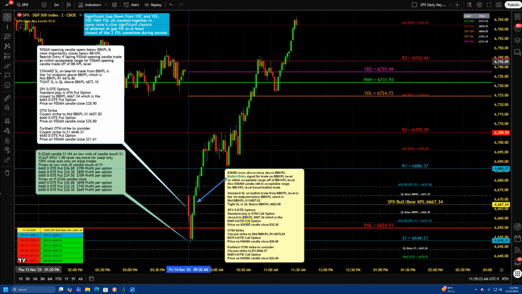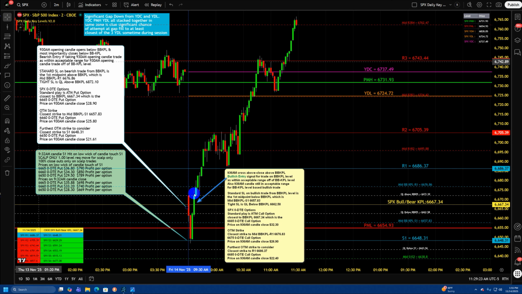Okay, we'll be going to another screen here to look at the next trade, but just a preview to the next trade is, as you can see here on this 9:36 a.m. candle, we have a cross above, close above the bull bear key price level. This also is within range for a trade taken off the bull bear key price level. So this is a bullish entry signal for a trade off of this level, as it is within the acceptable range for the BBKPL level. Also, the next candle, the 9:38 candle, is also within the acceptable range for this trade. So you also could have entered on this trade. However, if you did that, you'd be paying a little bit more for the options than you would on the close here.